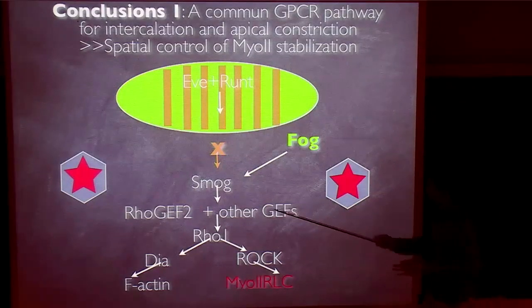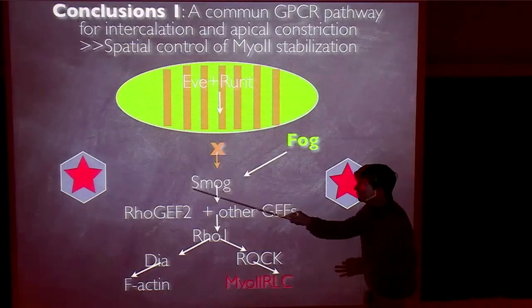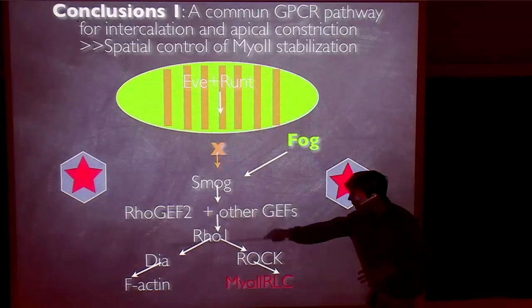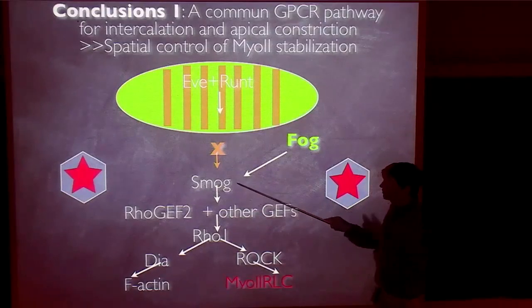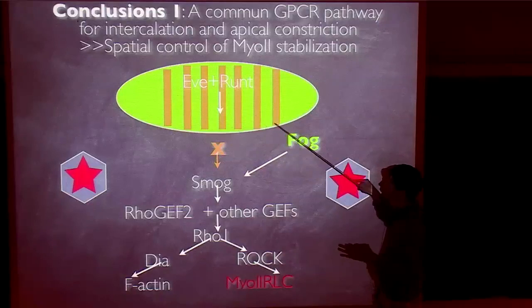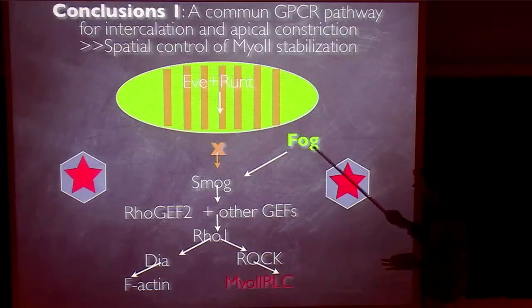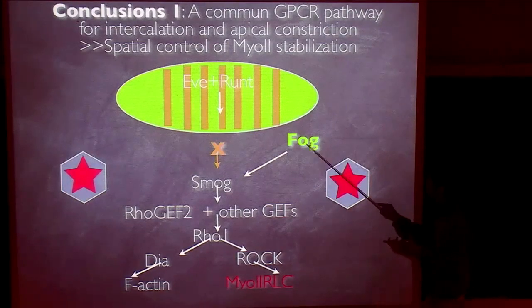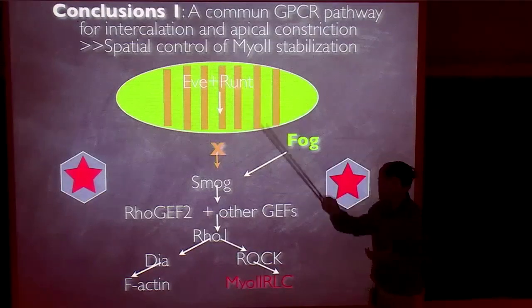So this is sort of a working model. There's a conserved pathway, conserved in many animals. This same GPCR in the ectoderm will control different outputs by spatial control over myosin II accumulation, and that seems to be somehow encoded in the kind of ligand which would activate these receptors. It will be FOG in the mesoderm, and we don't know what it is in the ectoderm.